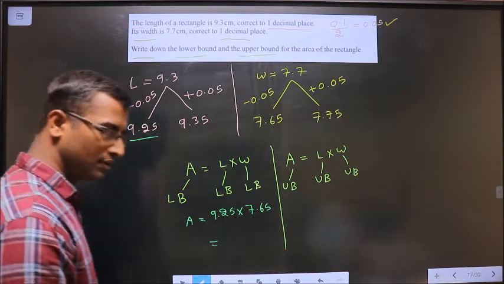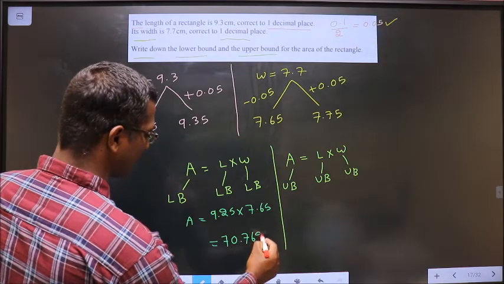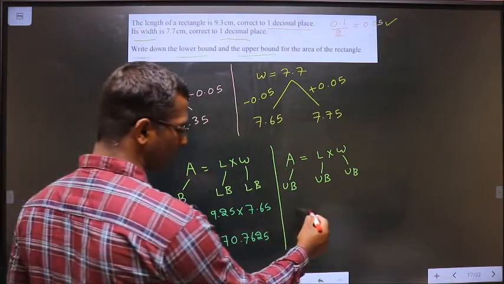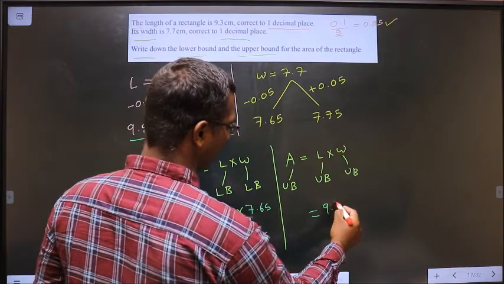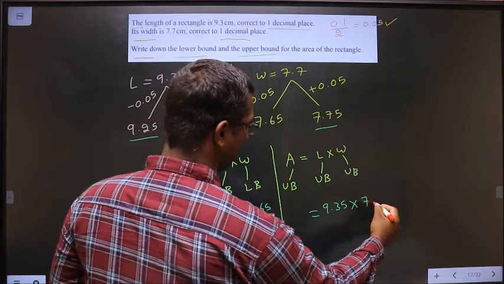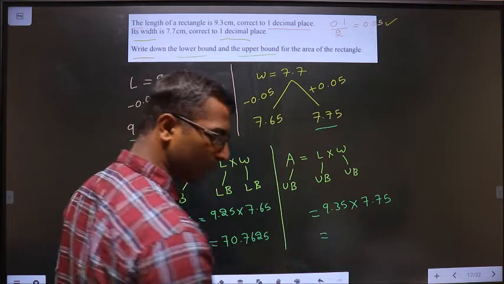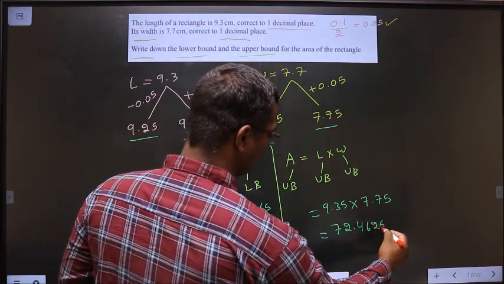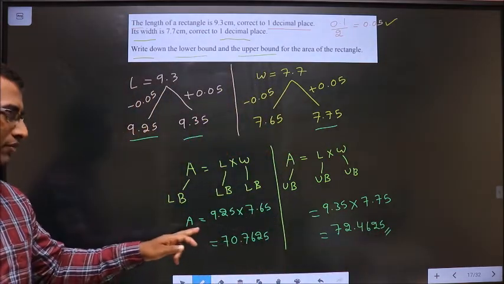Multiply these two, we get 70.7625. Okay, now here upper bound for L is 9.35 into upper bound for W is 7.75. So multiply these two, we get 72.4625. Clear? We have found the lower and upper bound for the area.